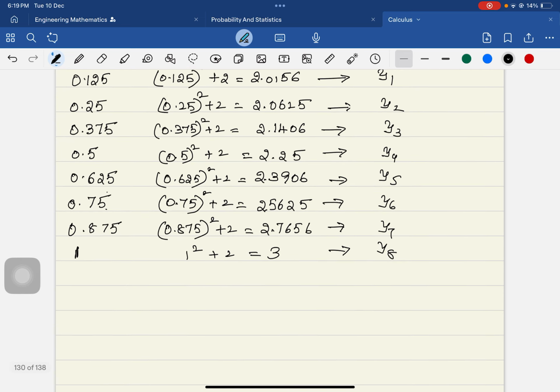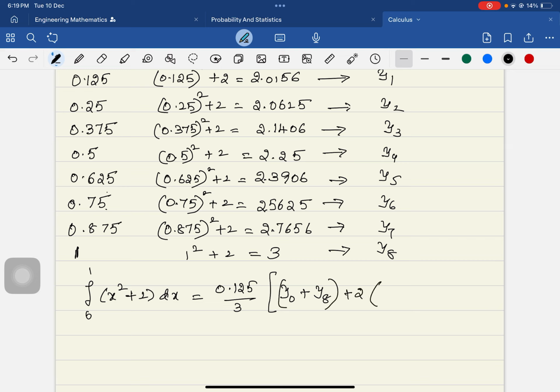Now let us write down the formula. The integral from 0 to 1 of x square plus 2 dx is given by h by 3, that is 0.125 by 3, times y0 plus the last term y8. First we write that, and then plus 2 times y2, y4, y6. Are we going to write y8 again? No, y8 has already been written. Then plus 4 times y1, y3, y5, and y7.